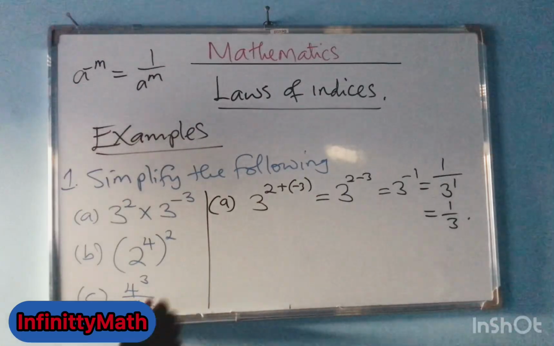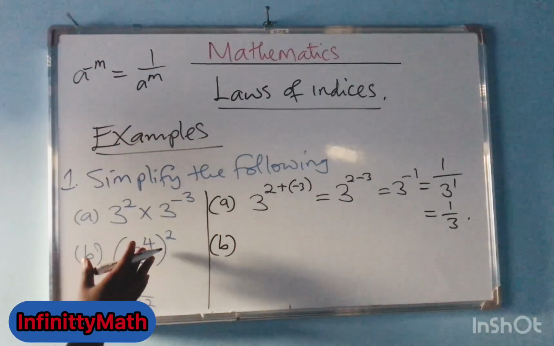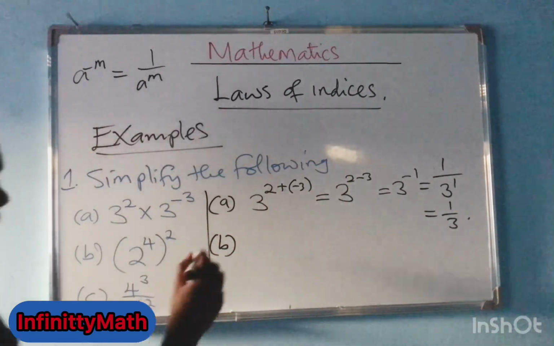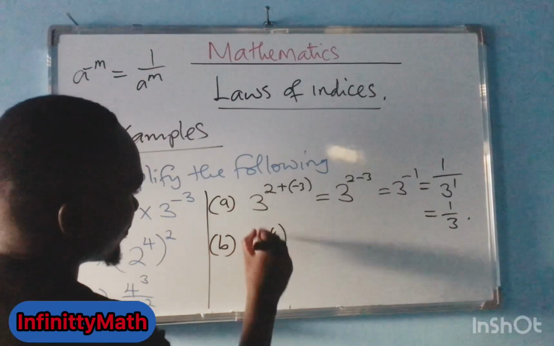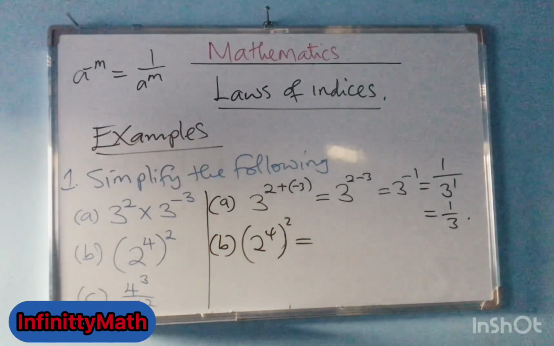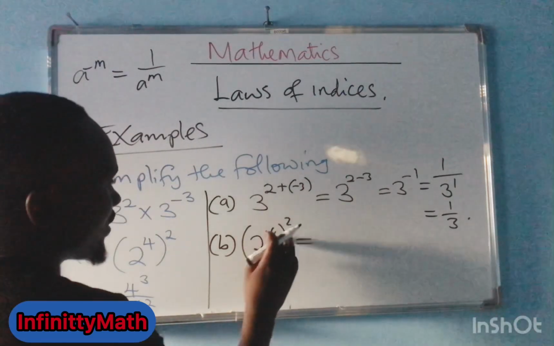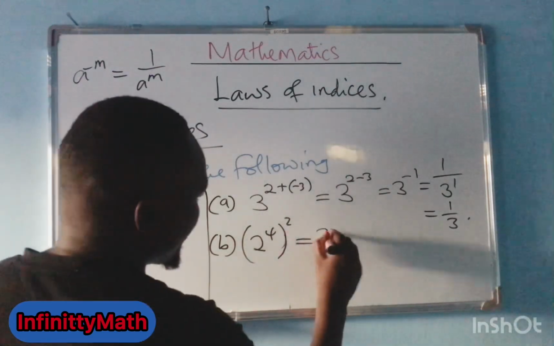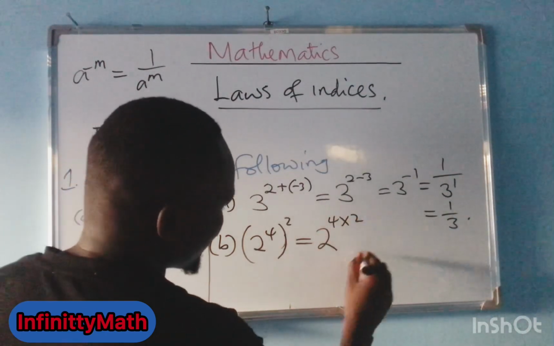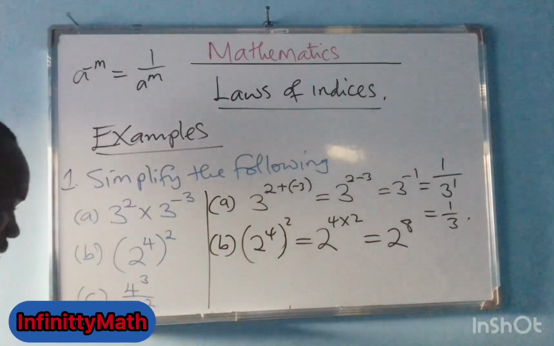Okay, you can go to part B. Part B, we have 2 raised to the exponent 4 in brackets, raised to the exponent 2. So we have 2, 4, then 2 as well here. So we can use the second law of indices. What does it stipulate? It says that we need to multiply these two exponents. So we have 2 raised to the power of 4 times 2, and this will give us 2 to the power 8. So what is 2 to the power 8?